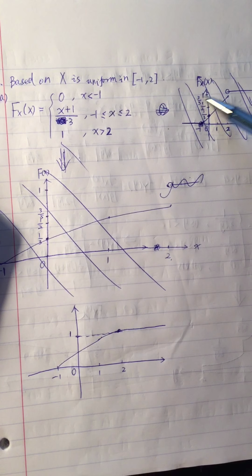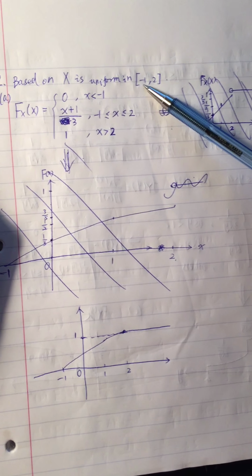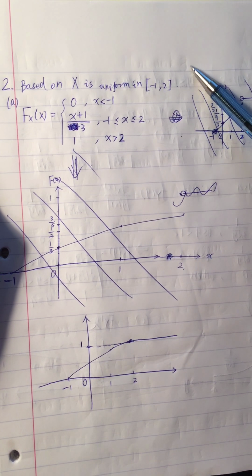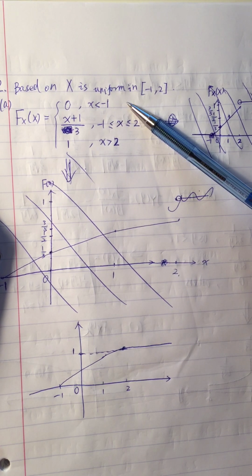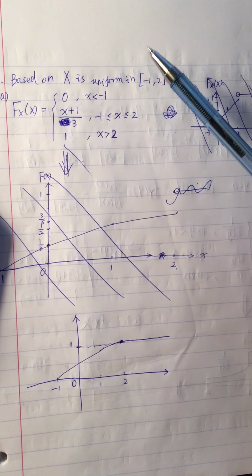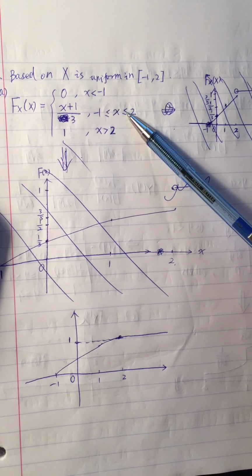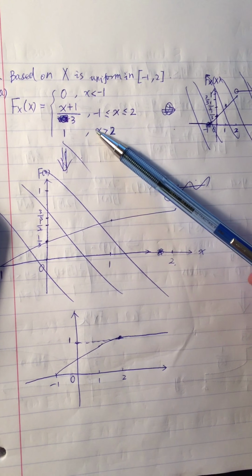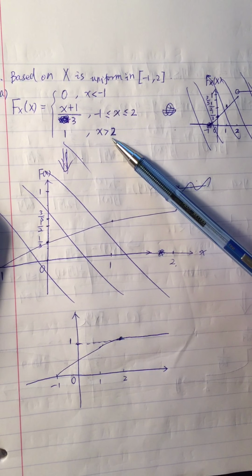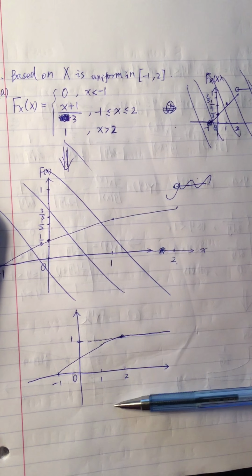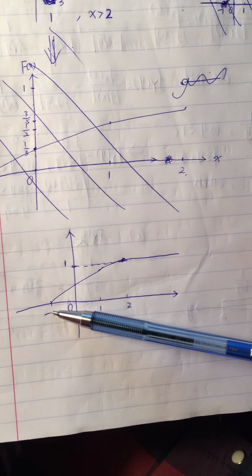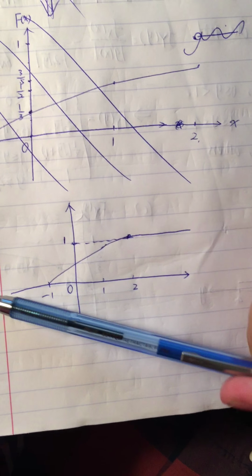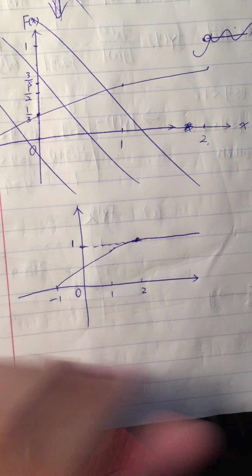Okay, for the second question, because X is uniform on -1 to 2, we can easily find that the CDF for x less than -1 is 0. From -1 to 2 it is (x + 1)/3, and for x more than 2 it is 1. So we can easily draw the graph like this.